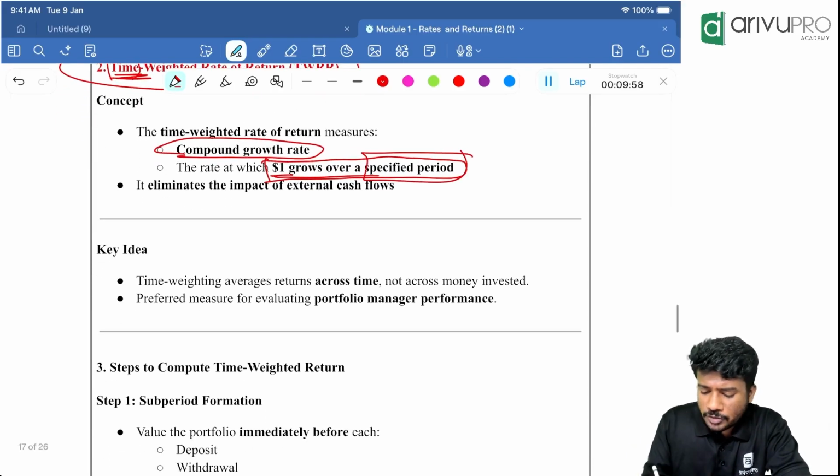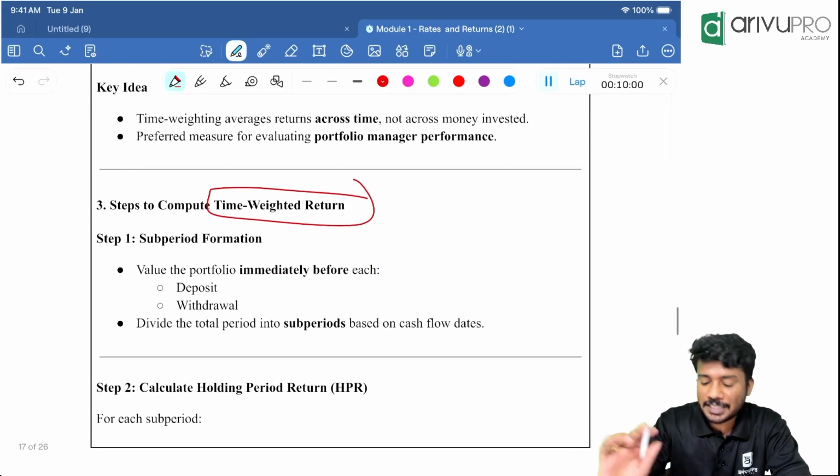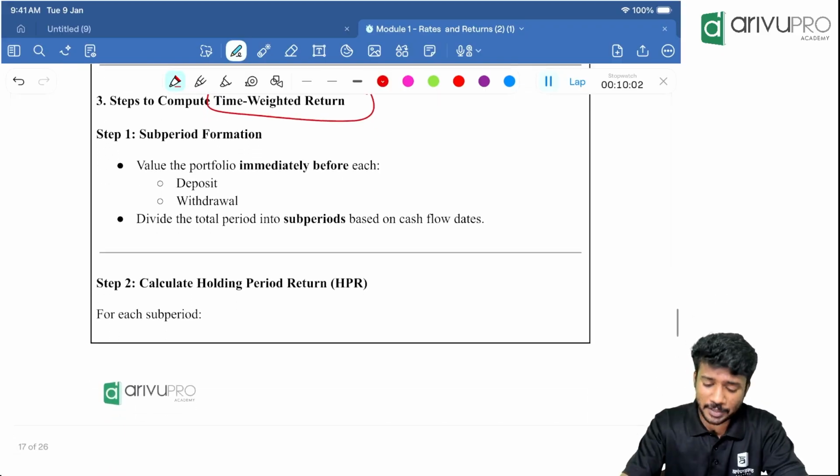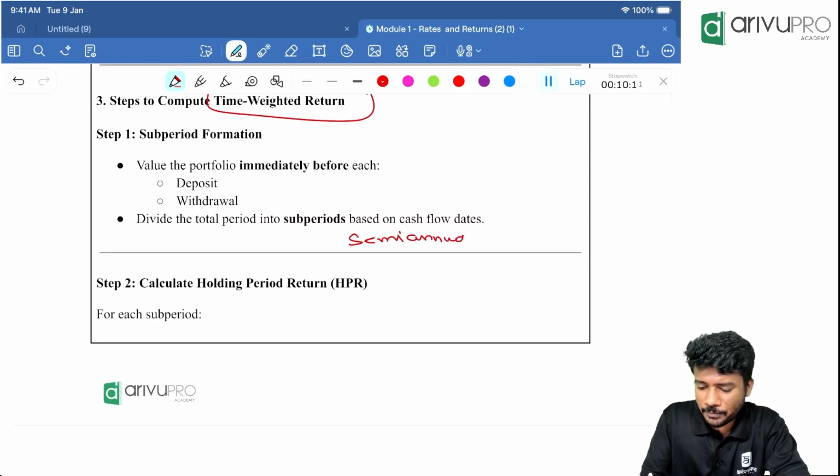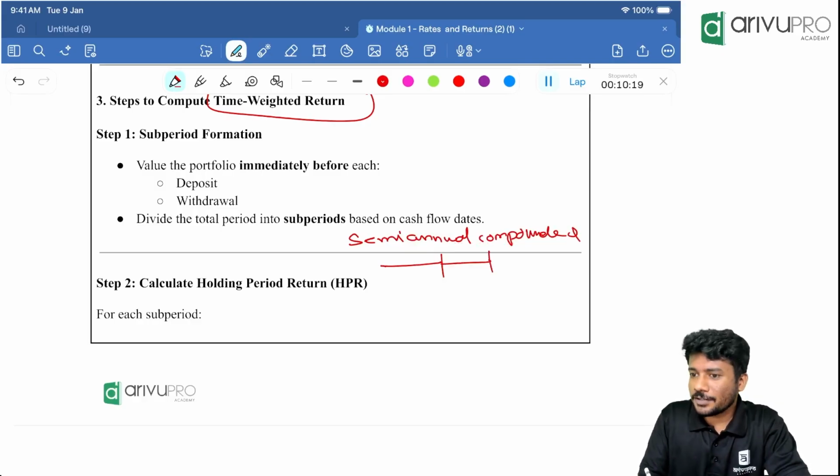Now, how to find time weighted rate of return is very easy. The easiest part is, first we will consider the sub periods. For example, it is semi-annual compounded. Semi-annual compounded means how many compoundings are there? Semi-annual means in a year there will be two compoundings. That means 2 times the compounding effect happened.